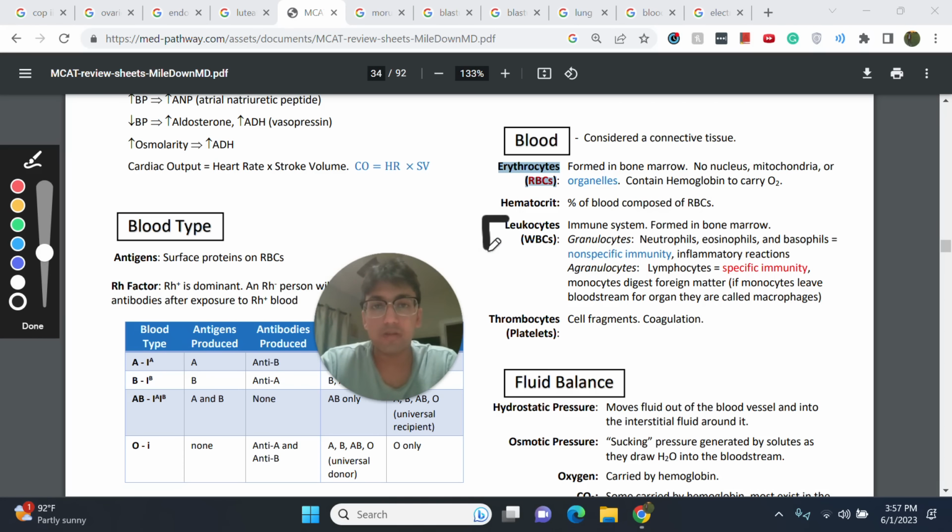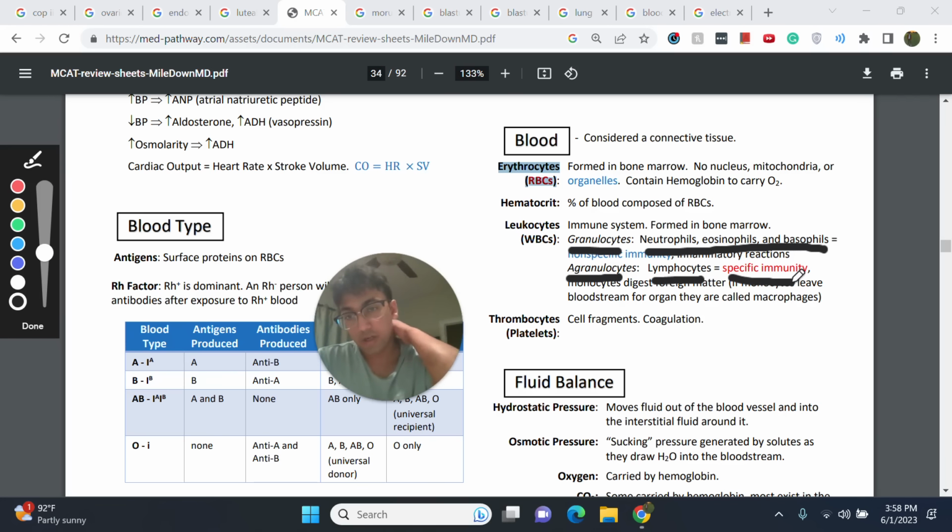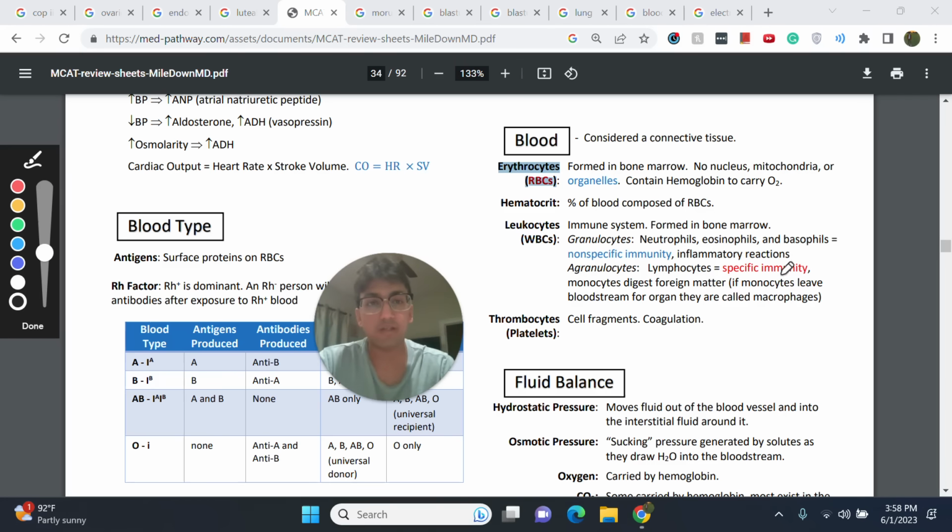Now we have leukocytes, which are white blood cells, and this is very, very important in the immune system. And we'll get into this a little bit more later. But leukocytes include granulocytes, which are neutrophils, eosinophils, basophils. We have agranulocytes, which are lymphocytes. Lymphocytes are like B and T cells that provide specific immunity. So when you have a virus, it makes a specific antibody or specific reaction to that virus. Whereas neutrophils, eosinophils, and basophils respond the same to all different types of inflammatory reactions or viruses or bacteria.